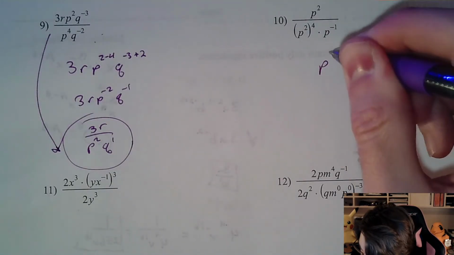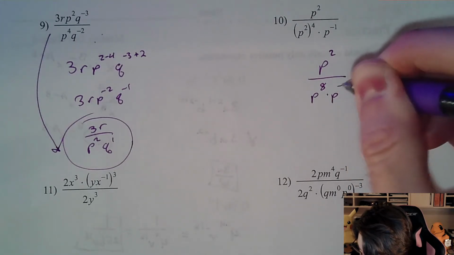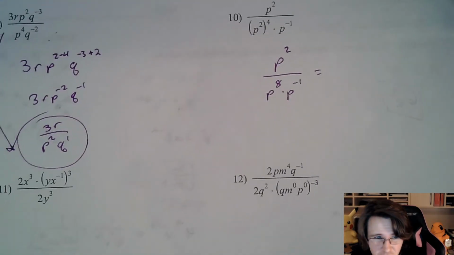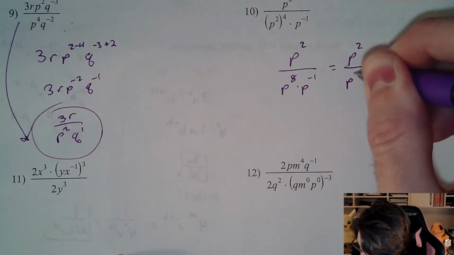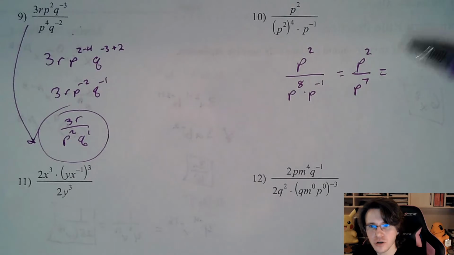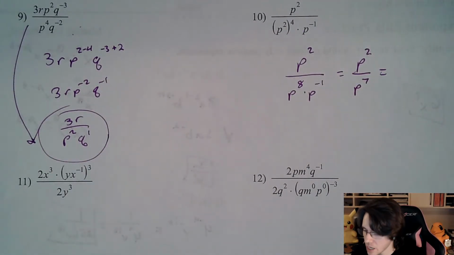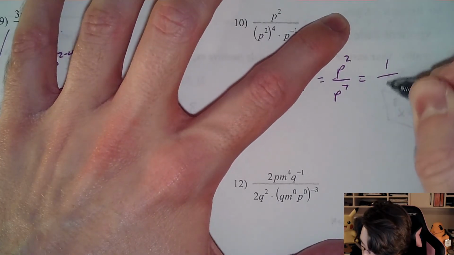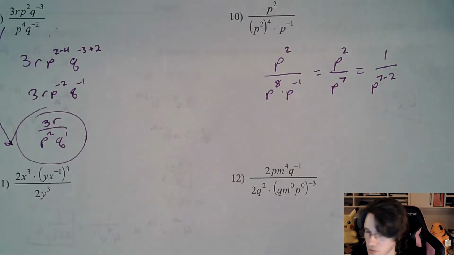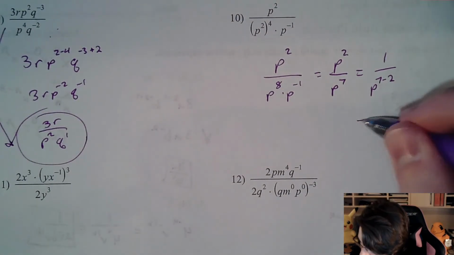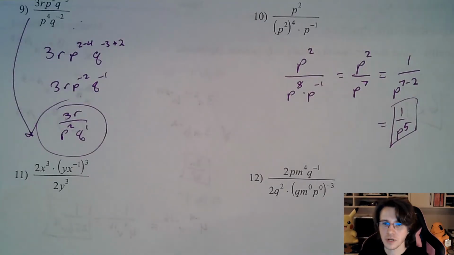So number 10, p squared, I'm going to leave that on the top. On the bottom, I get p to the 8th times p to the negative 1. We're going to go ahead and add those exponents on the bottom. And now what I was saying is I could do 2 minus 7, like I was following the rules like I did here, but the smarter option is to do 1 over p to the 7 minus 2, because now I don't have to do extra work at the very last step. 1 over p to the 5th.